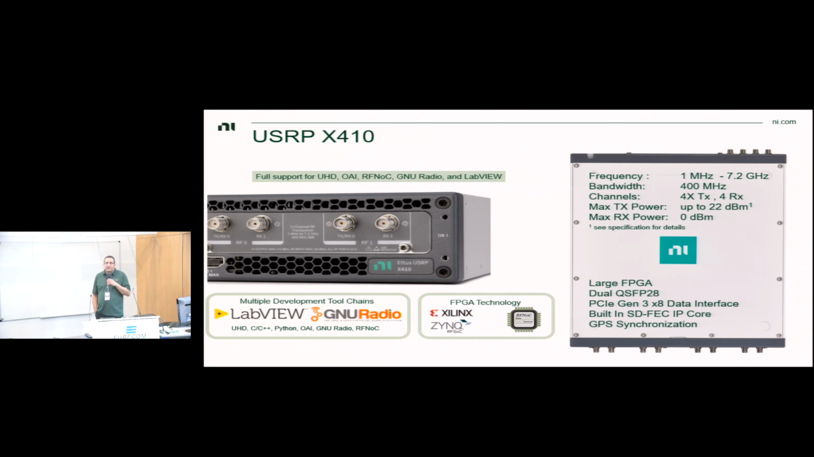The X410 is a relatively new radio we introduced about 2 years ago. It covers a frequency band between 1 meg and actually 8 gigahertz. It can tune as high as 8 gigahertz. And the bandwidth is 400 megahertz per channel. And it provides 4 transmit channels and 4 receive channels. And this is one of the key devices we use with OAI and other related tools.